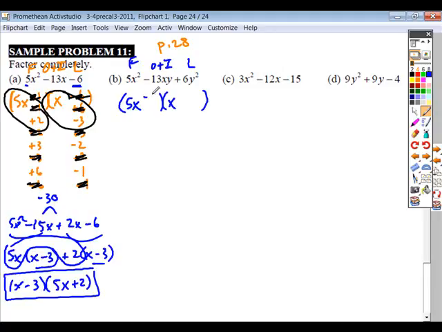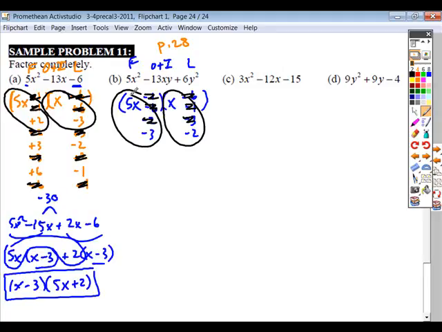So we have to look at -1, -6; -6, -1; -2, -3; -3, -2. These are the only possible combinations for this. So we can go through and test these. We want our outer plus inner products to equal -13. So -30x minus 1x, not going to work. -5x minus 6x, not going to work. -15x minus 2x, not going to work. -10x minus 3x, we found the one that works. It was the fourth trial and error on here. So we get our answer to be 5x minus 3 times x minus 2.